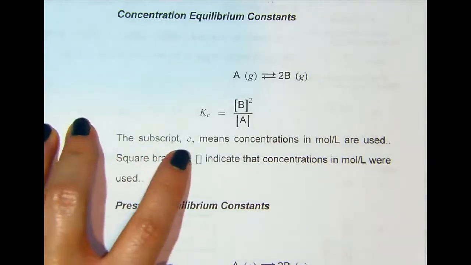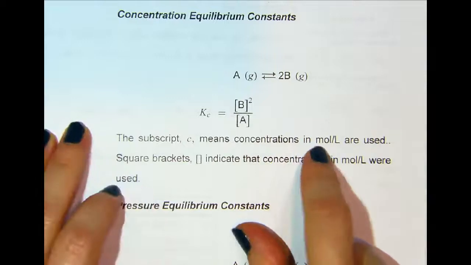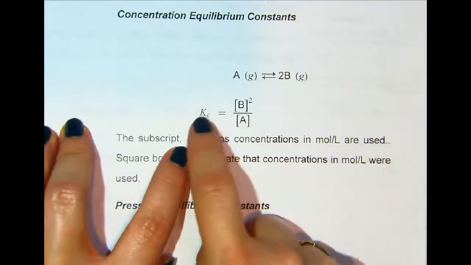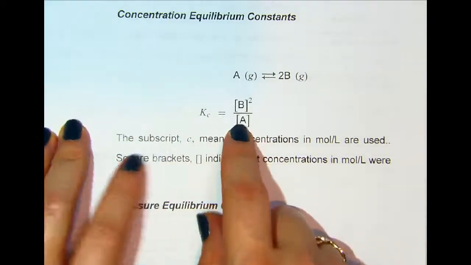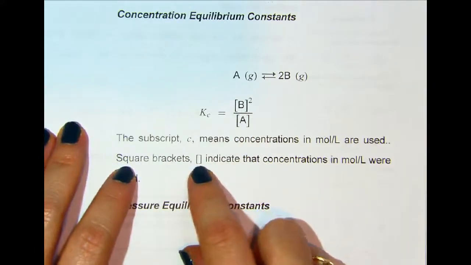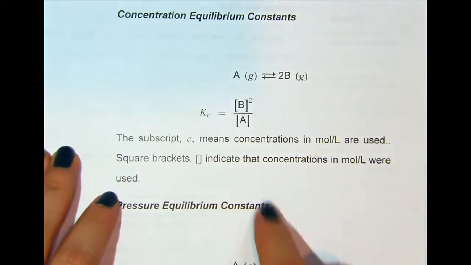The subscript C means concentrations in moles per liter are used, or molarity. So Kc means you're dealing in units of molarity. Square brackets indicate that concentrations in molarity were used.